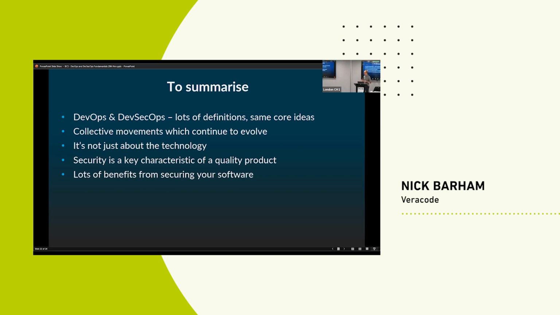But there are also lots of benefits to securing software, and considering security as a key characteristic of a software product is key to getting DevSecOps as a notion and as an ideal adopted in an organization, because people take pride in what they do. And if you're taking pride in developing software, you should also take pride in the security aspect.